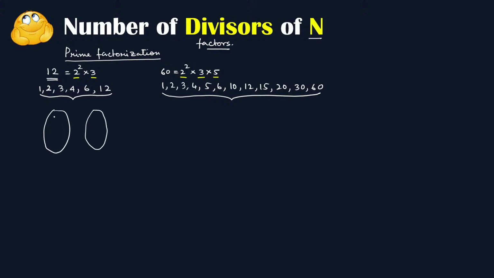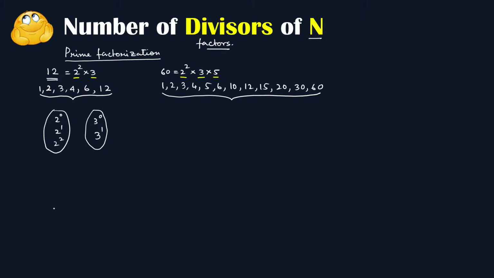In the first set, we are having all the possible powers of 2 within 2 square. That can be 2 to the power 0, 2 to the power 1 or 2 square. Now in the second set, we are considering all the possibilities of 3 to the power 1. I mean all the factors like 3 to the power 0 or it can be 3 to the power 1.